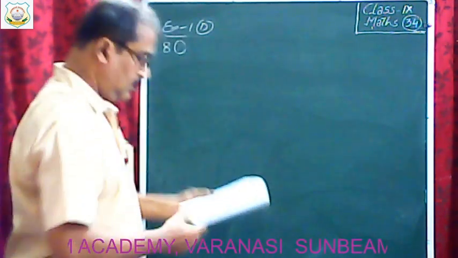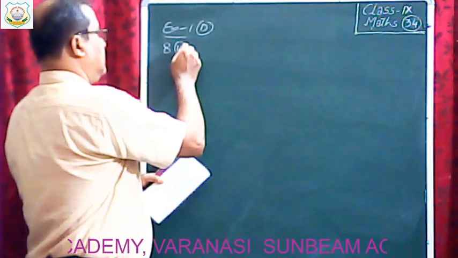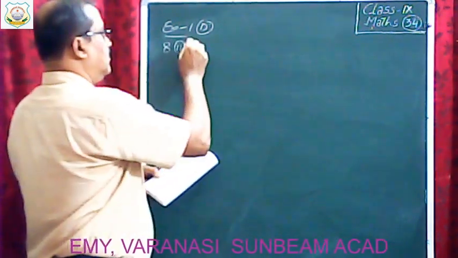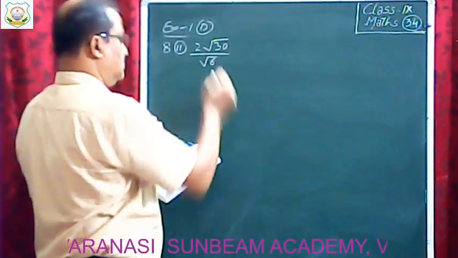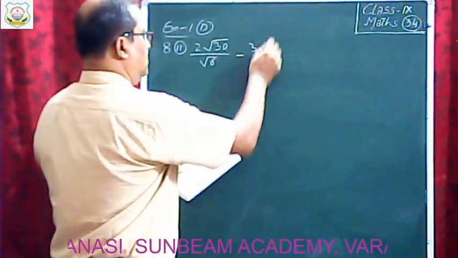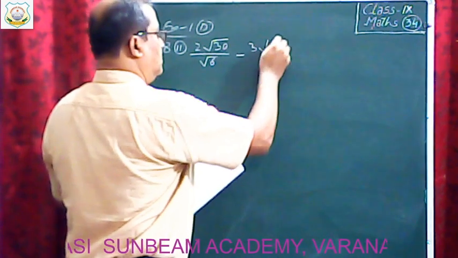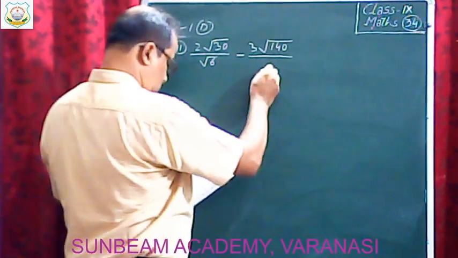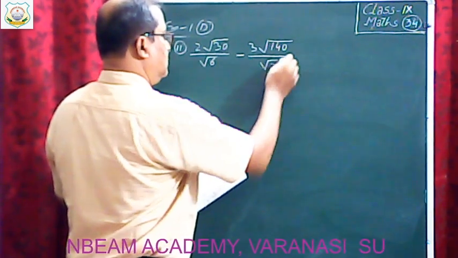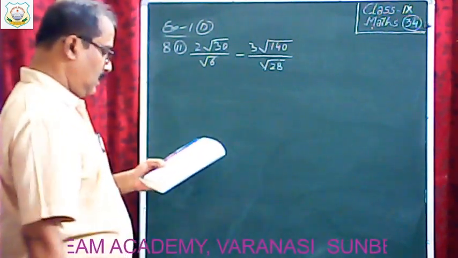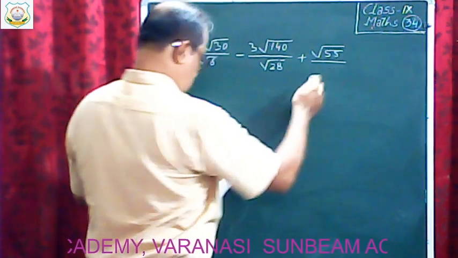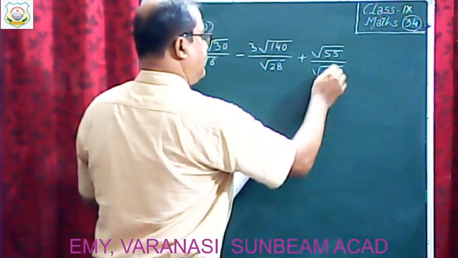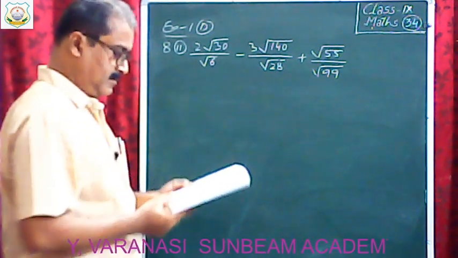Clear? Very important questions. Wait a second. 2 square root 30 upon root 6 minus 3 square root 140 upon square root 28 plus square root 55 upon square root 99. Okay.